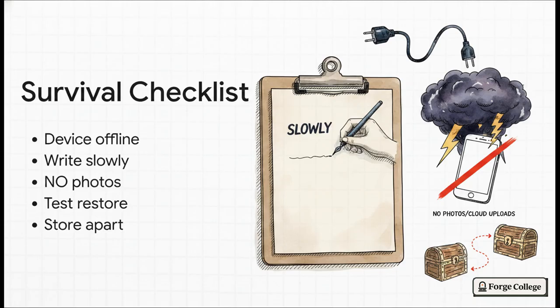Our modern instinct is to just snap a quick picture with our smartphones. Do not do it. That photo uploads to your cloud storage immediately and boom, your secret is completely compromised. Fourth, confirm a test restore on a test device. And fifth, physically store those copies in distinct, completely separate places.